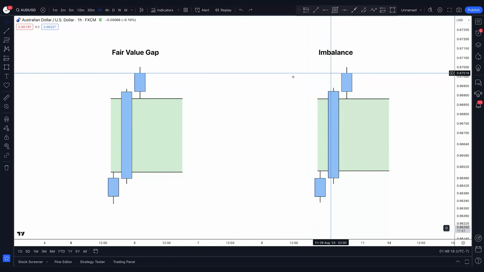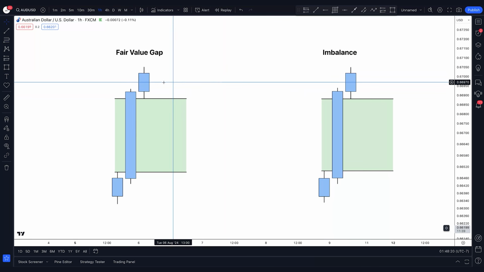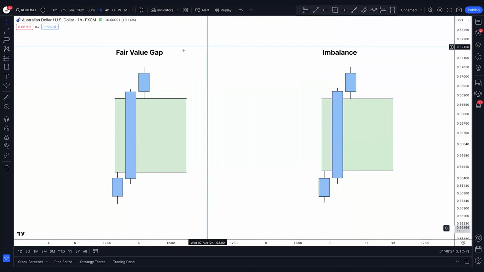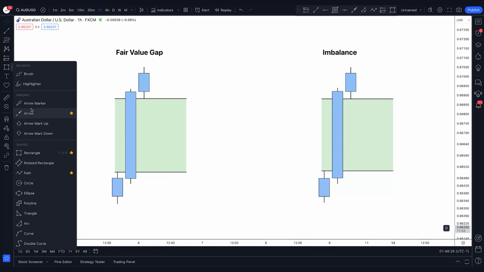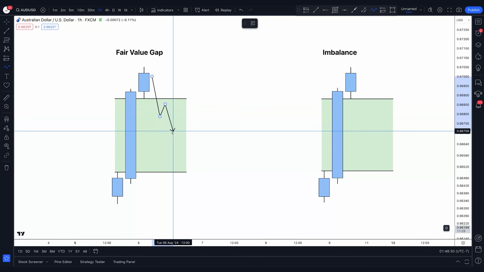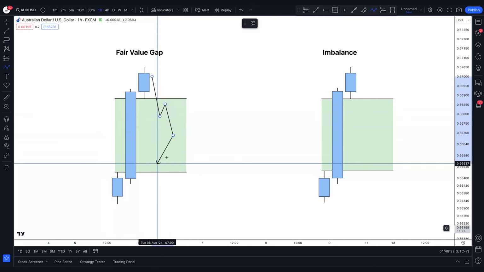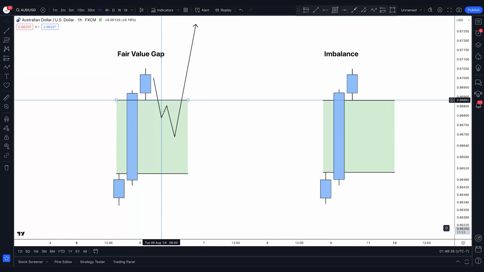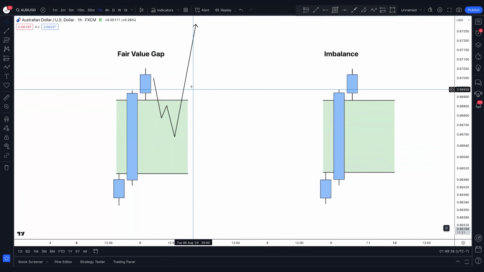Same on both. Now, the way that a fair value gap is traded is different to an imbalance, and this is where the interesting bit really comes in. So the concept with a fair value gap is once the market retraces into this area, we look for a buy within the fair value gap. So we look to take the market long once it retraces into the imbalance.